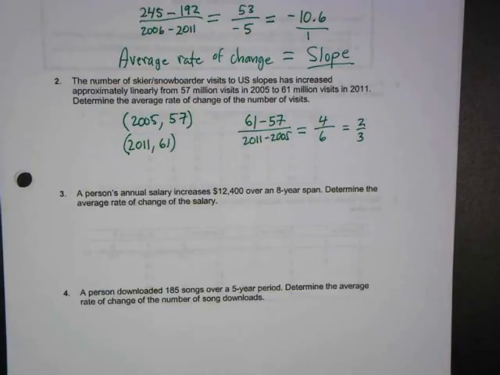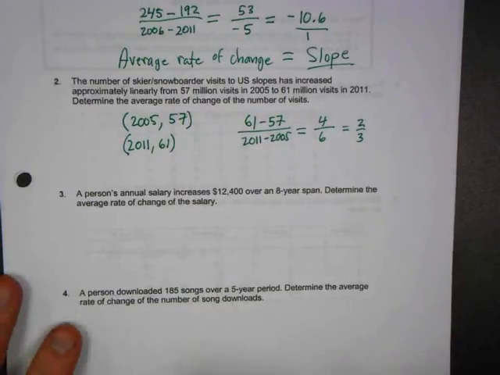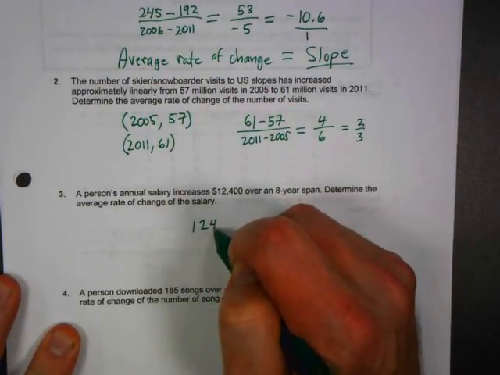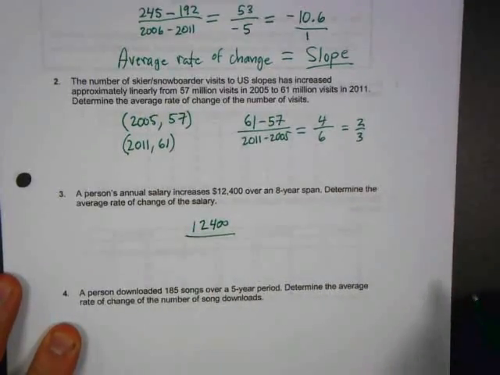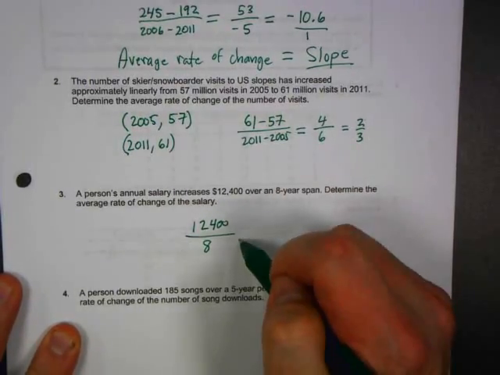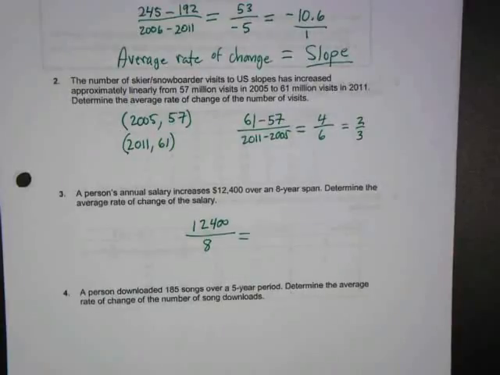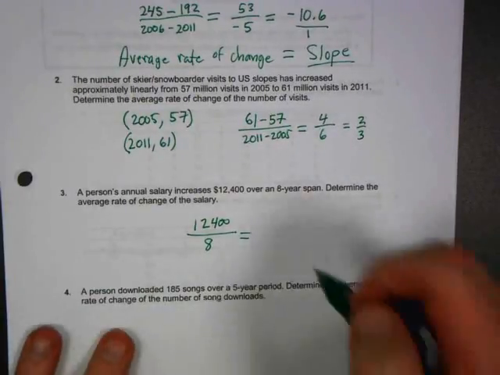Normally when we find slope, we do y2 minus y1. We find how much the y value changes. But they already told us the salary changed by 12,400. They already told us the y2 minus y1 in this problem. So this one's a real easy one. You just take 12,400 and you divide by the time, which is 8, and your answer is $1,550 per year.